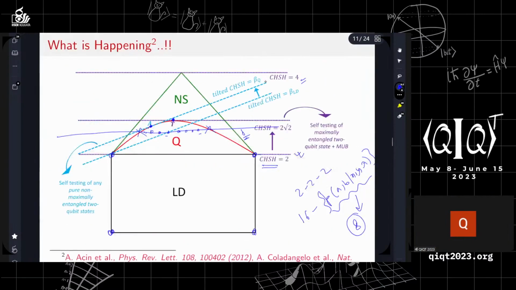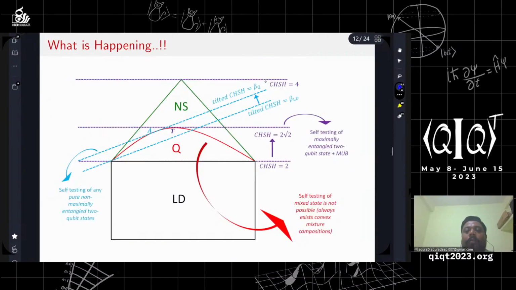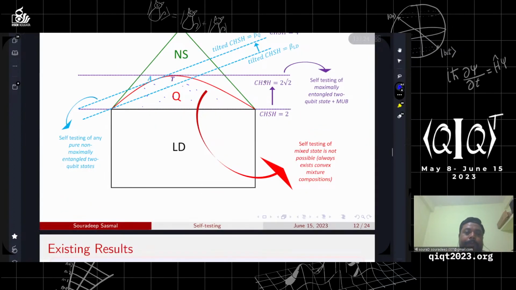Okay. One point I also want to add is that self-testing of mixed states is not possible, because all the behaviors corresponding to mixed states lie inside this quantum probability distribution. So that is not possible at first look, but we don't know.